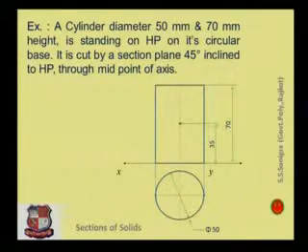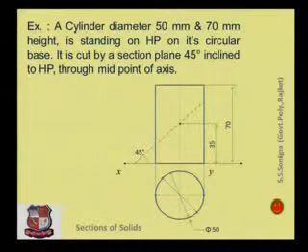To bisect means to divide into two equal parts. So find the midpoint of the axis, means at a distance of 35 mm, mark a point over here, and from this point a cutting plane is given which makes an angle of 45 degrees with the xy line. So this is the given data.